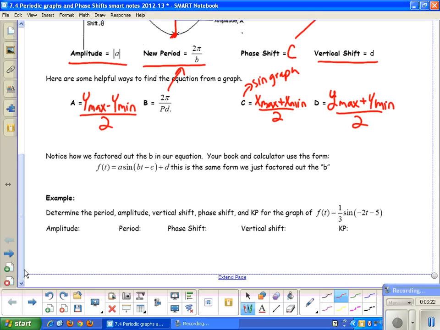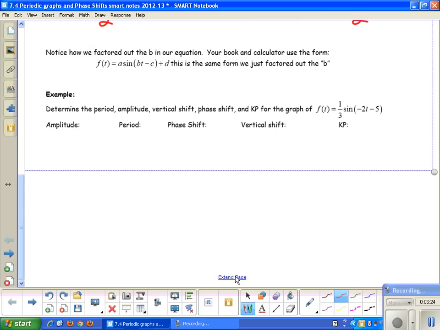Determine the period, amplitude, vertical shift, phase shift, and key points for the graph of the given equation. So the amplitude, of course, is just the absolute value of the number in front of your sine. So remember, y equals a, so that's our a value, times the sine of b times t minus c, plus d. So my amplitude a is the absolute value of 1/3, which is equal to just 1/3. So that gives me the amplitude of my equation.